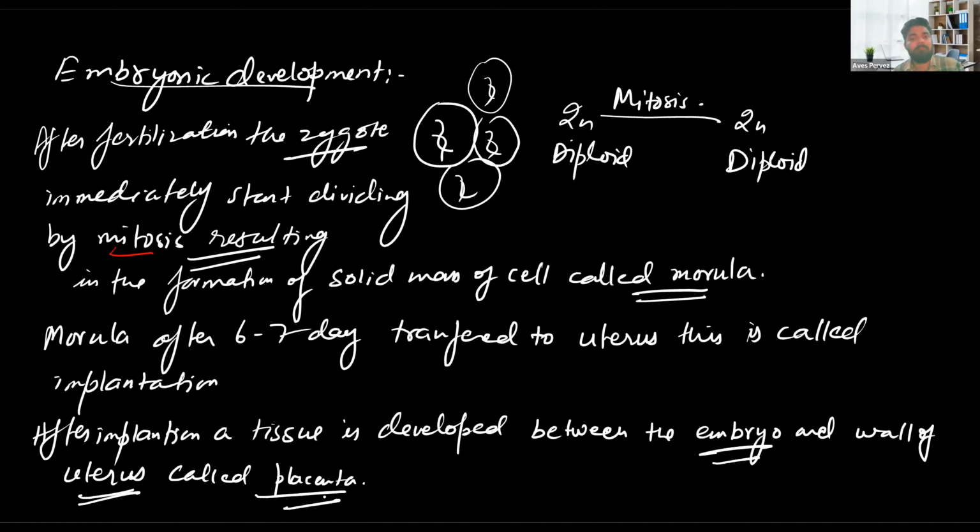Tell me. The placenta provides nutrients for the egg. Yes, it provides nutrients to the developing fetus. It helps in providing respiratory gases. It helps in removing waste products. Okay.